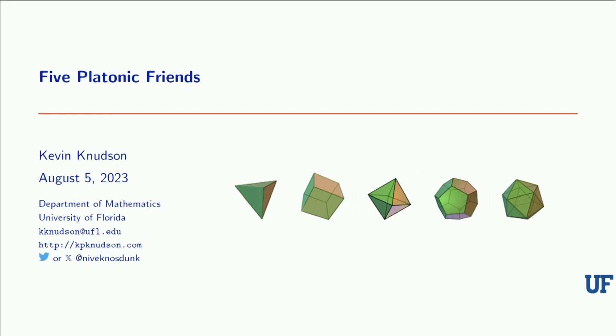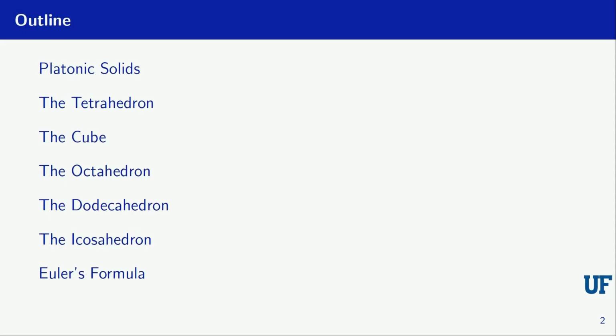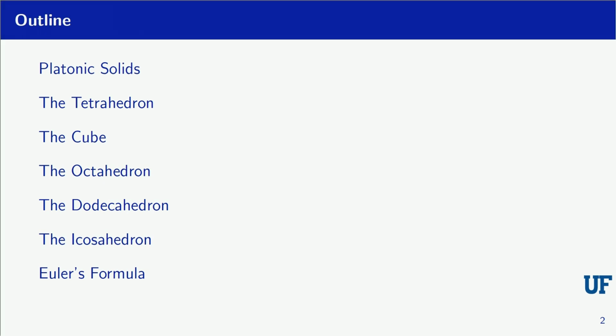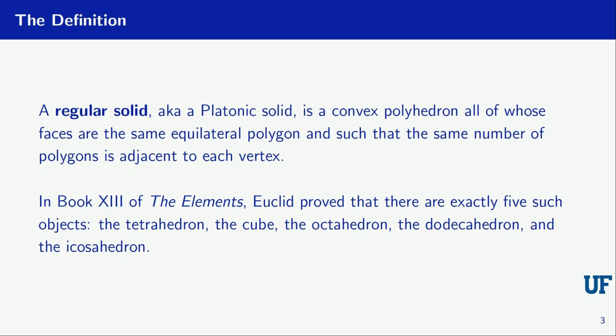So I'll tell you what these things are. I will tell you that there are 5 of them: the tetrahedron, the cube, the octahedron, the dodecahedron, and the icosahedron. Then I'm going to tell you about Euler's formula, and we're going to use Euler's formula to show that these are the only 5. Okay? Because you might ask, why aren't there more? I mean, what is a Platonic solid? It's a regular polyhedron, okay?